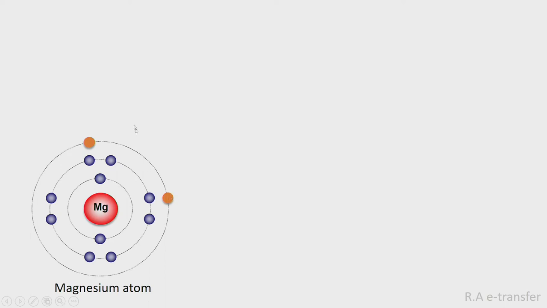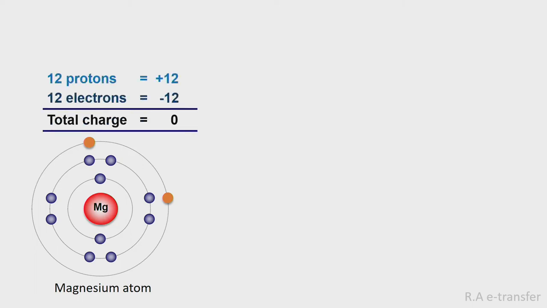So if I make a summary of what happens in the magnesium atom, I can write the following. I can say magnesium has 12 protons, that we all know by now, 12 protons, and I write it as plus 12. It has 12 electrons, there we can see blue and orange, and that's negative 12 because electrons are negatively charged. And so the total charge is 0 on the magnesium atom.